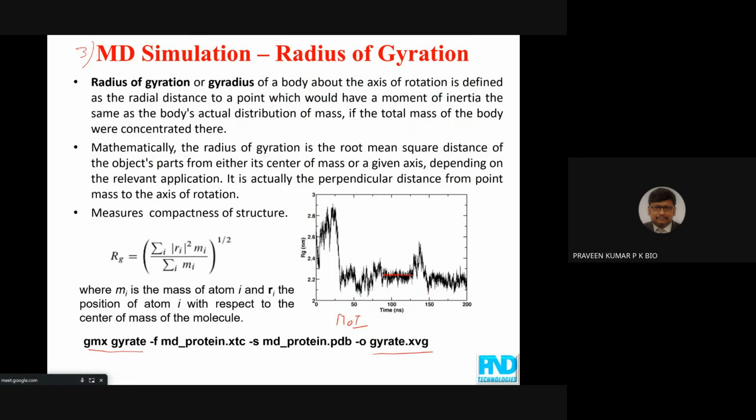So here it is stable. From around 80 amino acid to 125 amino acid, you can see the radius of gyration is stable. And similarly, after that, you can find it stable somewhere here. But mostly it is not stable. The moment of inertia is not stable. But in this 80 to 125 and 150 to 200, it is stable. And whatever value you get in radius of gyration, you can show that.